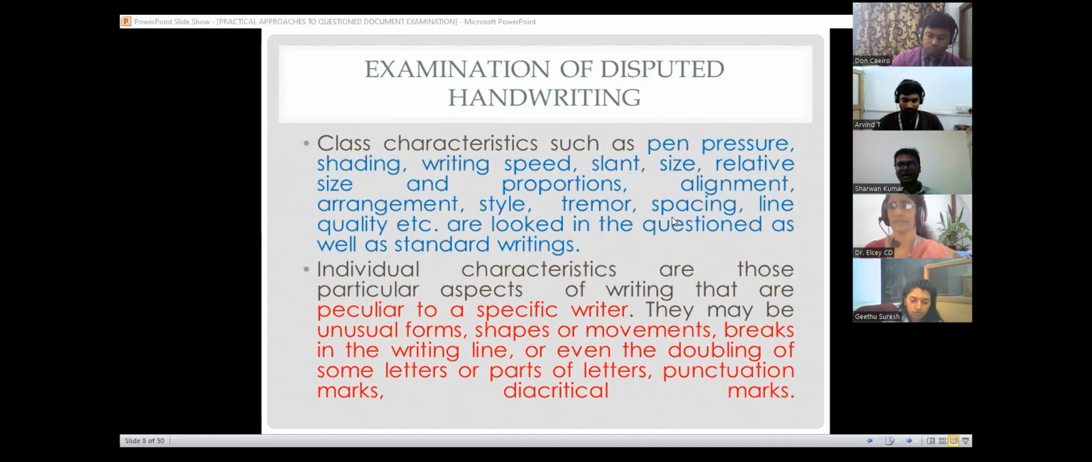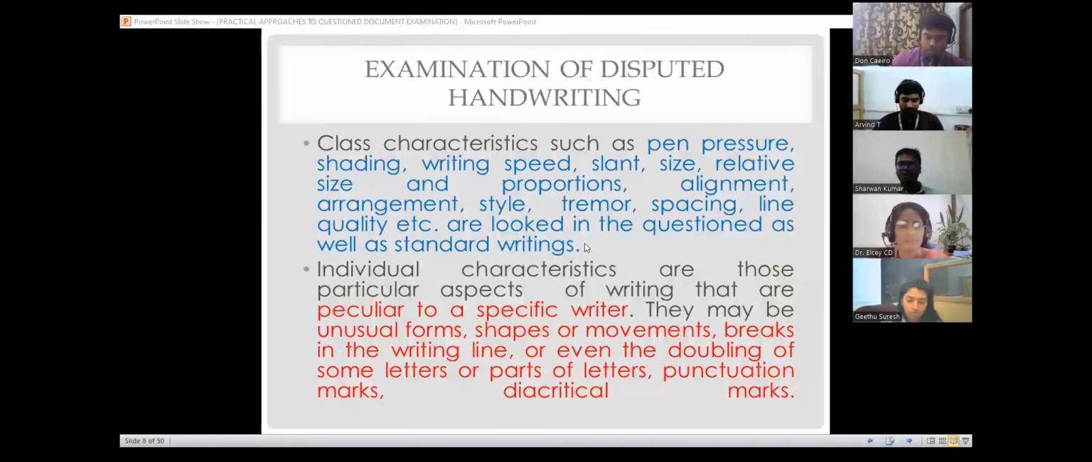Then another characteristic is spacing. Then we have line quality. So these are some of the class characteristics which are looked at in the questioned handwriting as well as standard handwriting. Class characteristics, as the name suggests, are characteristics that will be common to a group of individuals.